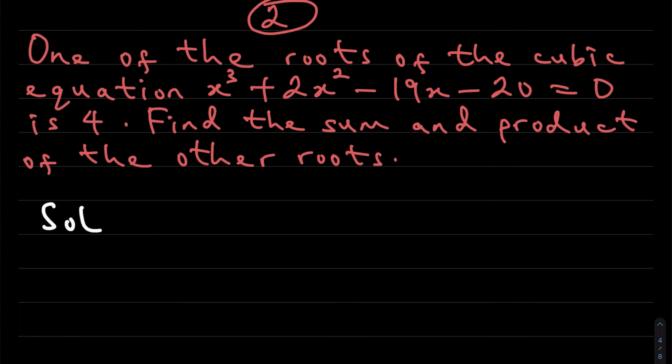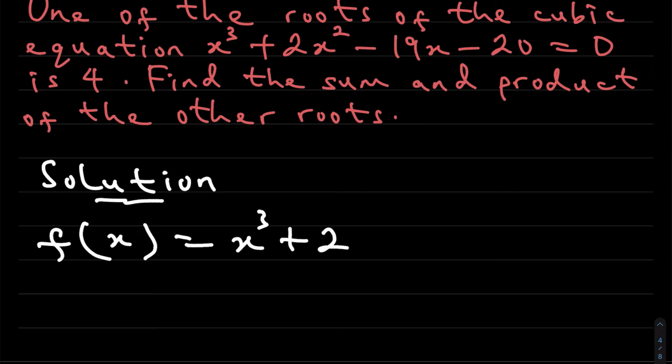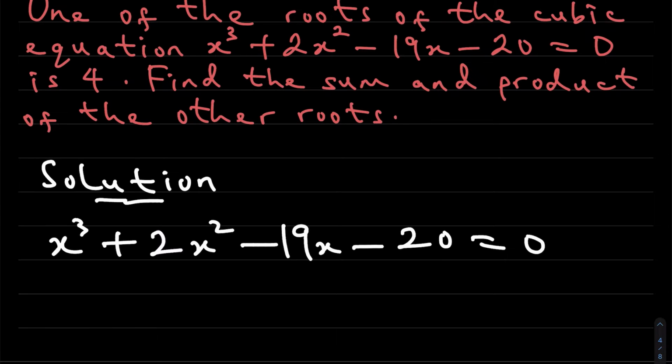Okay, this is the solution. If the cubic equation is x cubed, let me just call it f of x. Let f of x be equal to x cubed plus 2x squared minus 19x minus 20. It's already an equation that is equal to 0. Yeah, the cubic equation is x cubed plus 2x squared minus 19x minus 20 equals 0.